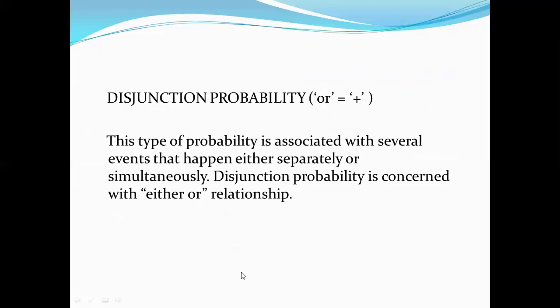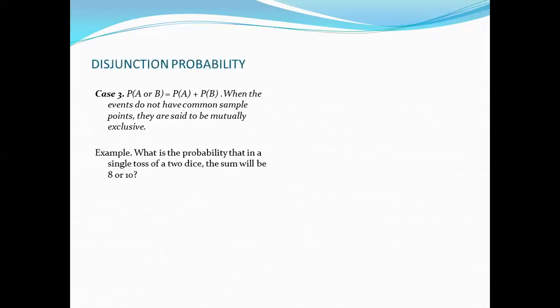Okay, let's go to disjunction probability naman. So this type of probability is associated with several events that happen either separately or simultaneously. Disjunction probability is concerned with either-or relationship. So take note of this conjunction na or. So this time, ang keyword naman natin is this conjunction. So ito yung makikita natin sa statement. Usually, whenever we encounter this, it is associated with the operation of addition. So kung dun sa conjunction, minultiply natin yung probability, dito sa disjunction probability, we're going to add them. Okay, let's have the first example.